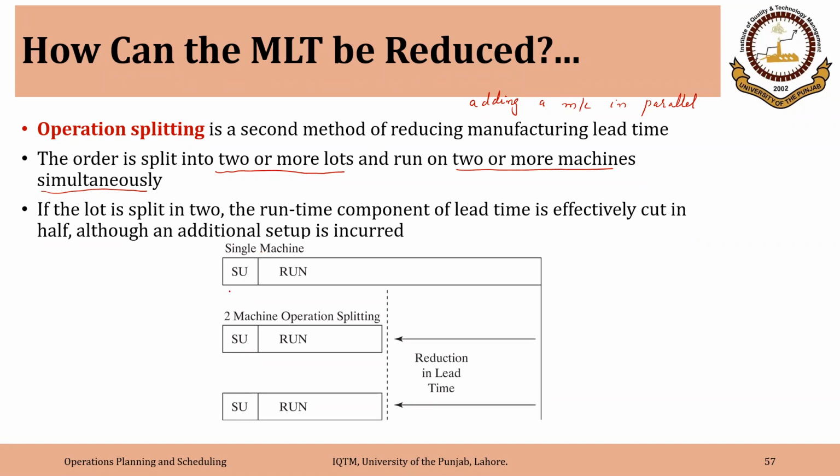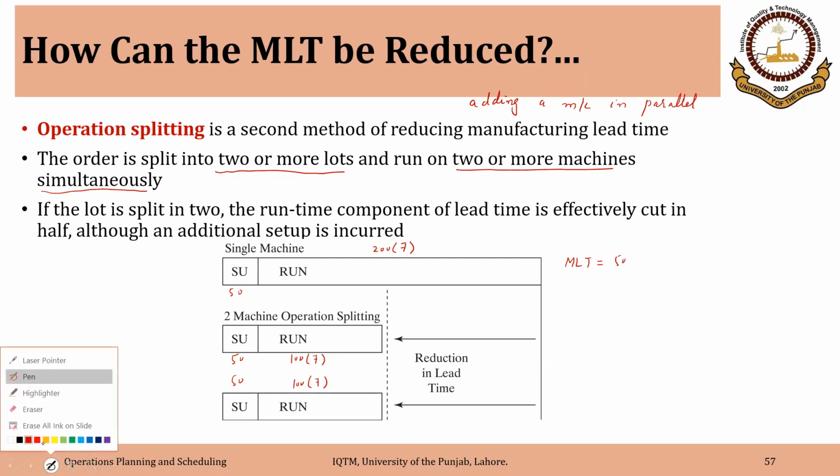So for example, if you are having a setup time of say 50 minutes and you are making 200 pieces and each one of them requires 7 minutes, just as we saw in the previous case. So you add another machine in this case, that is why it is called two machine operation splitting. So you will require a setup time of 50 in both cases for both machines, but the runtime will be cut into half. So that will become 100 into 7 and 100 into 7. So in this case, the manufacturing lead time was 50. In fact, it was 100.